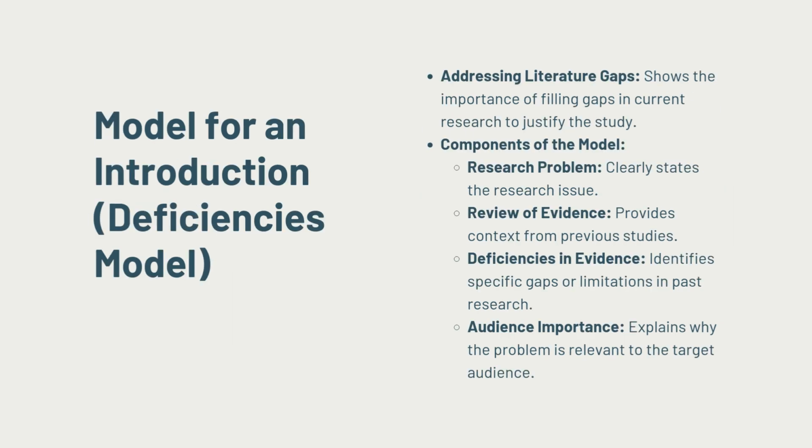A helpful model for structuring a research introduction is the deficiencies model. This model is especially useful because it guides you in addressing the gaps or deficiencies in existing research, and thus you make it clear why your study is necessary. The first part of this model is stating the research problem. So, this is where you outline the specific issue your study will focus on.